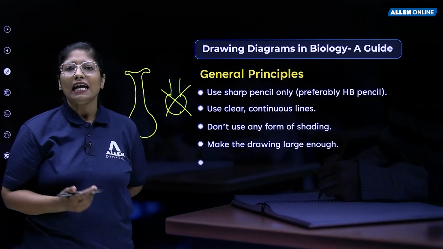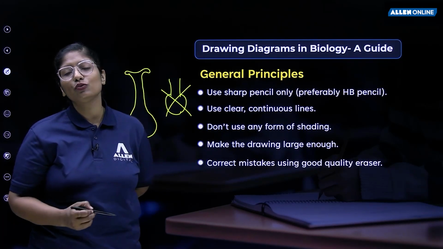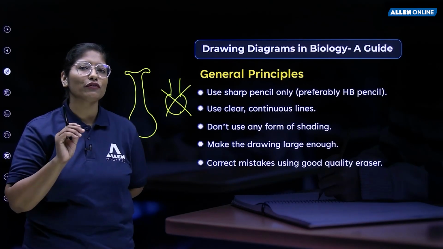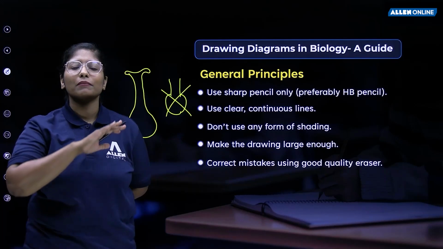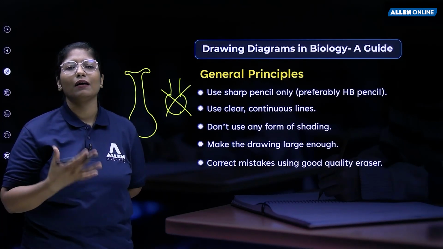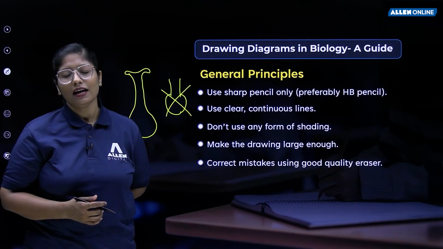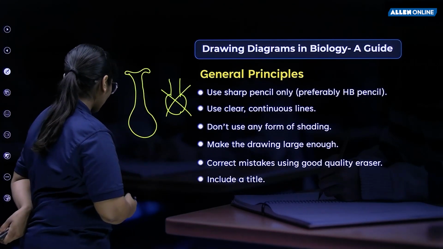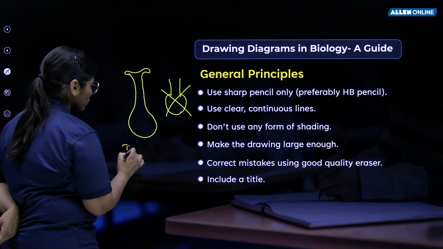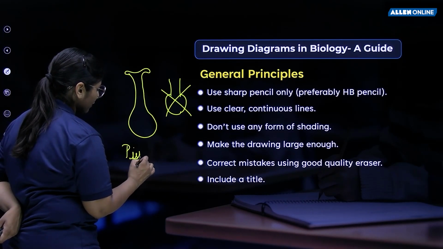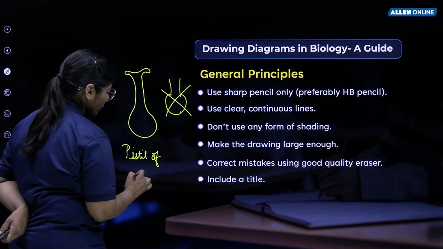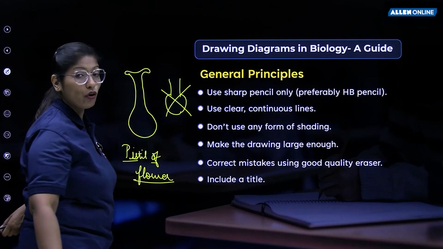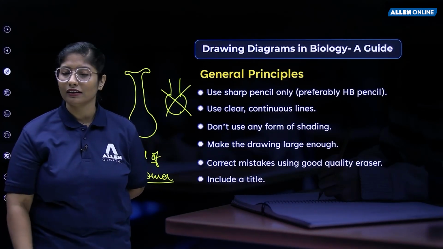Okay, next is that correct the mistakes using a good quality eraser. Okay, so whenever you have to erase something, erase it with a good quality eraser so that the marks are not there and the diagram appears neat and tidy. And always include a title with your diagram. Okay, so whatever diagram you are drawing, suppose here we are drawing this pistil, so you should include the title, pistil of flower. So like that, whatever diagram you draw, you have to include a title to that.